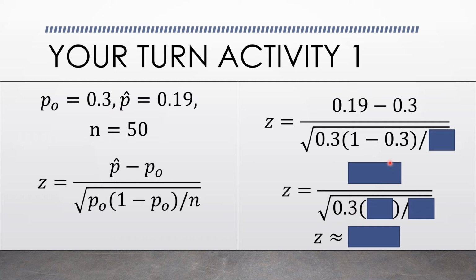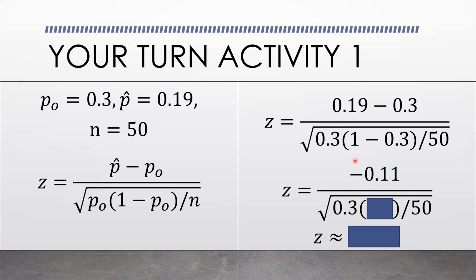Now, let us recall this one. This one is n. And what will be the value of n? If your answer is 50, that is correct. So this one is also 50. Now, you have here 0.19 minus 0.3. Subtracting these two will give us, do you have any idea? That will be negative 0.11.